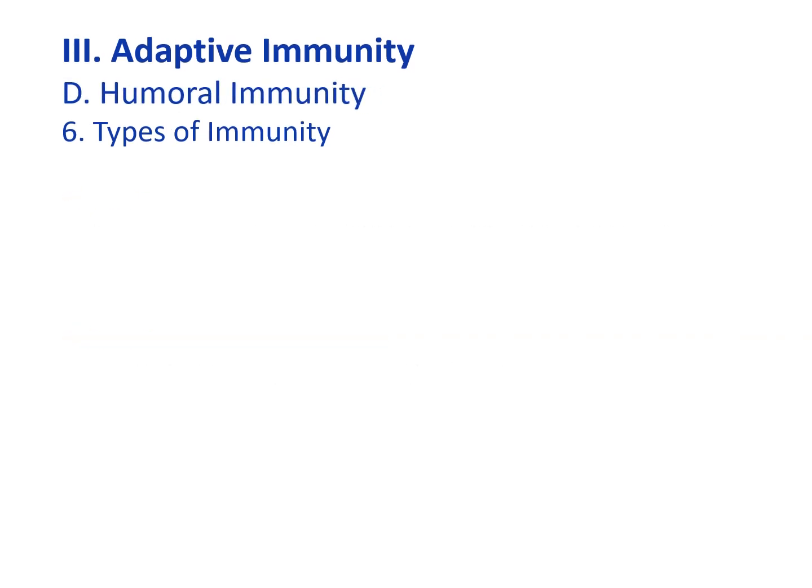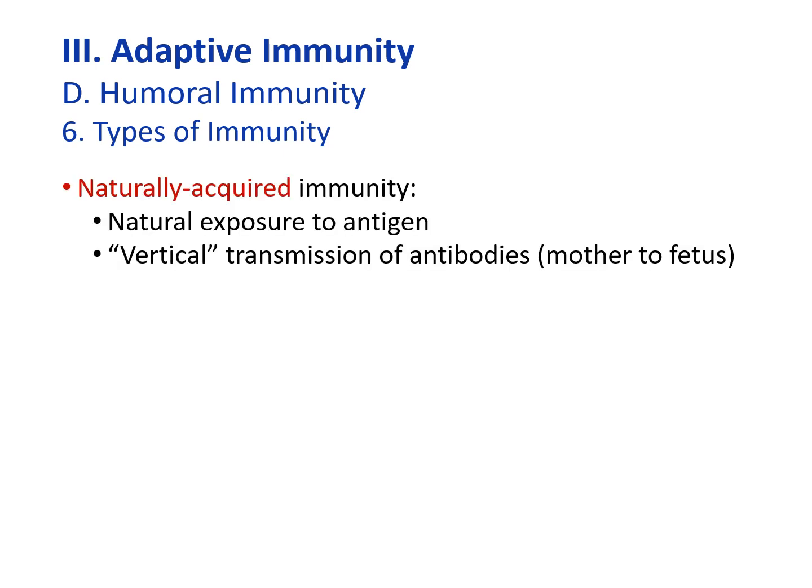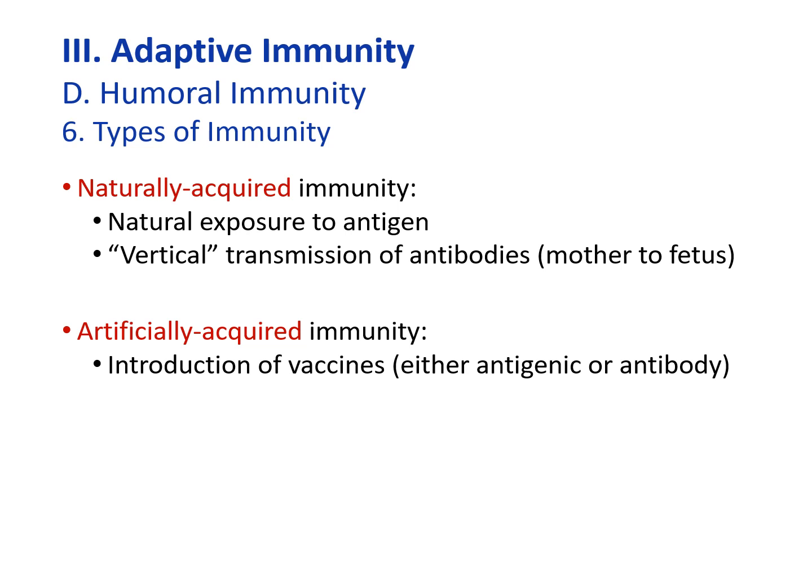The active and passive types of immunity are further divided into two. You have the naturally acquired immunity. So this is natural exposure to antigen. Example is the vertical transmission of antibodies from mother to fetus. And then you have the artificially acquired immunity. Here you have the use of vaccines.